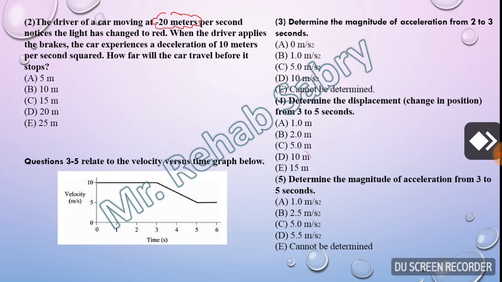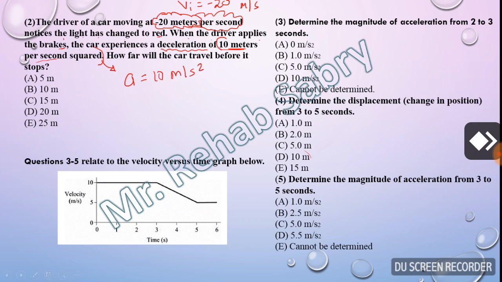This is the first given, which is Vi equal negative 20 meters per second. He noticed the light has changed to red, so he has to stop. When the driver applies the brakes, the car experiences a deceleration of 10 meters per second squared. This is the second given: a is 10 meters per second squared.